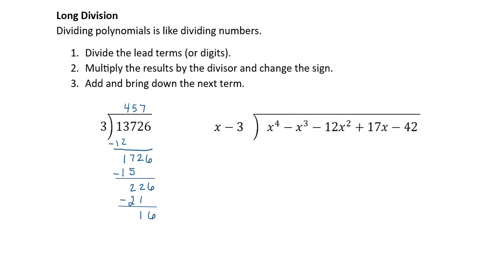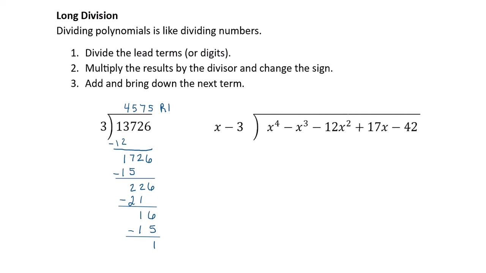16 divided by 3 is 5. 3 times 5 is 15. Draw our line, change our signs, combine down. So we have 4,575 with a remainder of 1. Let's try this with a polynomial now.